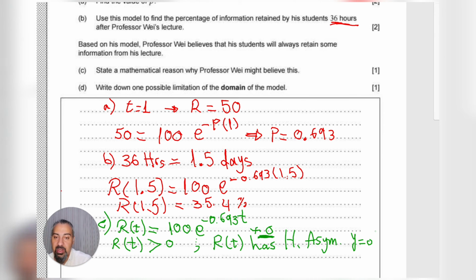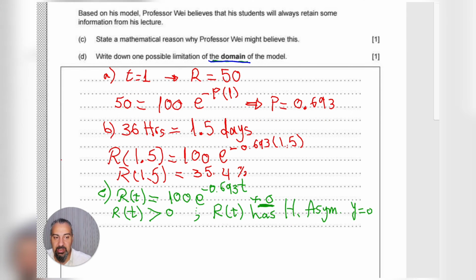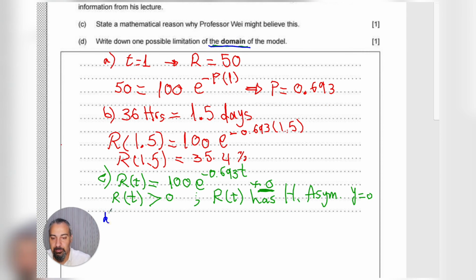D. Write down one possible limitation of the domain of the model. Here we are talking about the limitation of the domain of the model. The domain here is the values of t, since the domain is always x, and in this case it's t. t represents the number of days after the lecture. From the beginning it was written that t is more than or equal to 0.